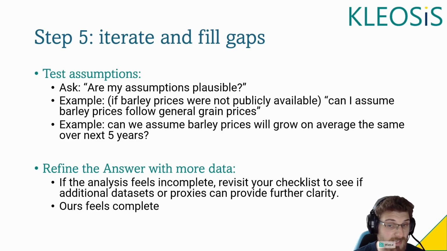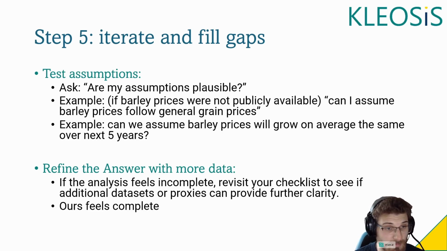And an implicit assumption, if we did that, would be, well, can we actually assume that barley prices follow grain prices? That's a pretty plausible assumption. That's an easy one. They probably do. And then we also need to assume, well, we know grain prices will grow in general, and we know barley prices will probably grow too. But can we assume they're going to grow around about the same? That's not such an easy assumption to make.